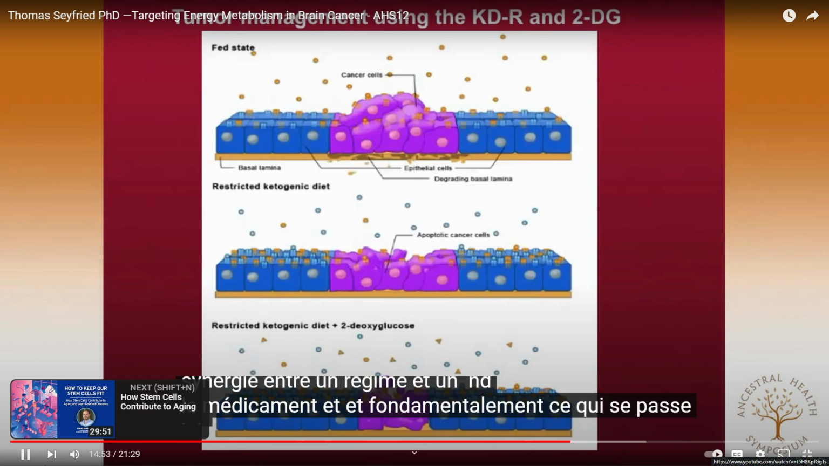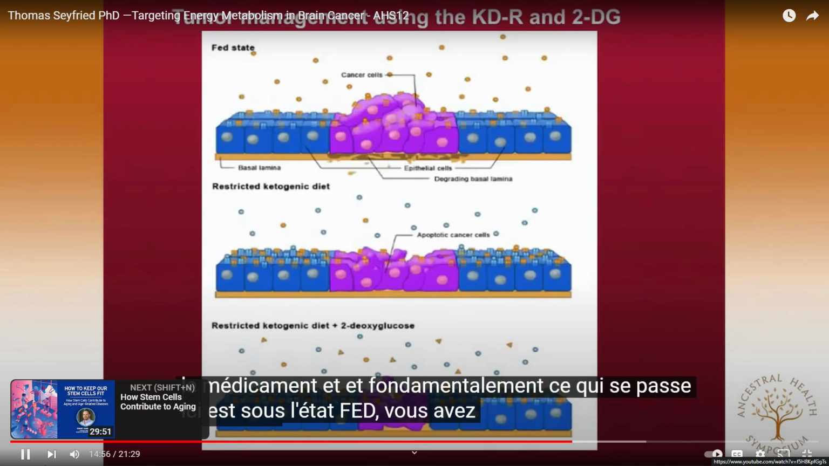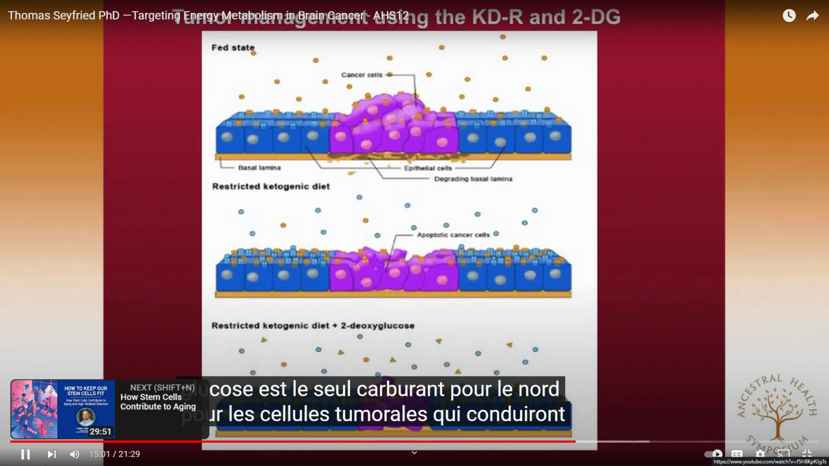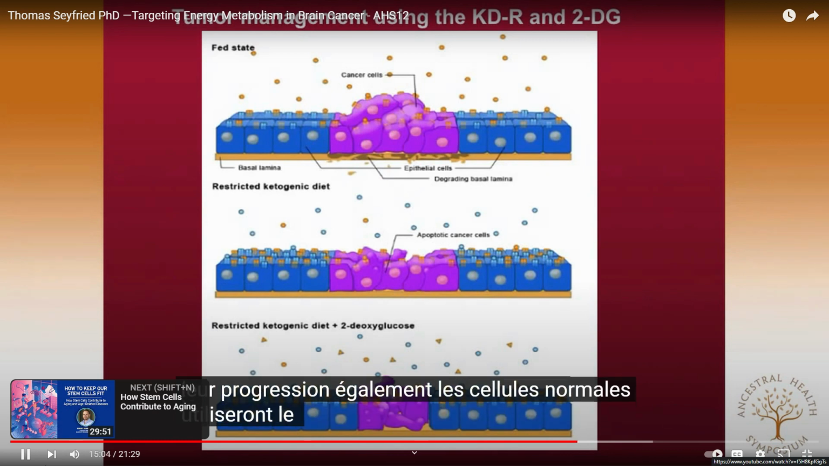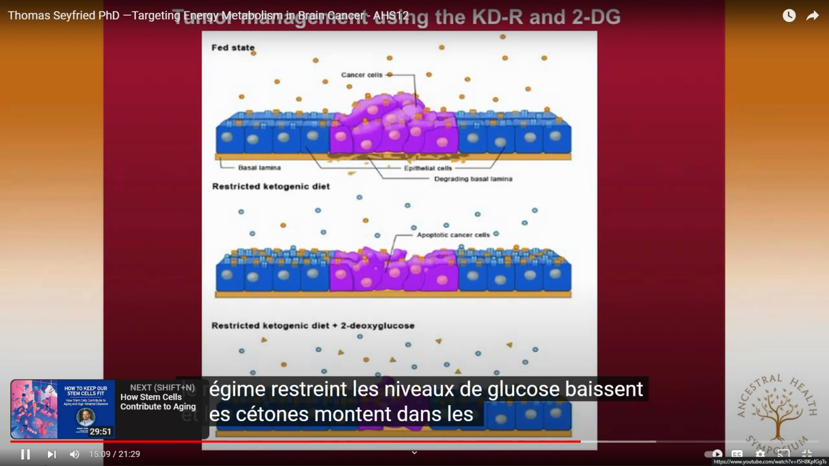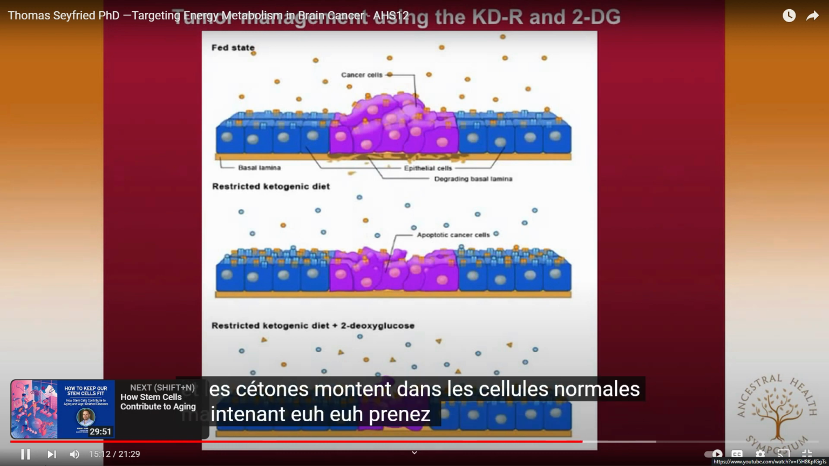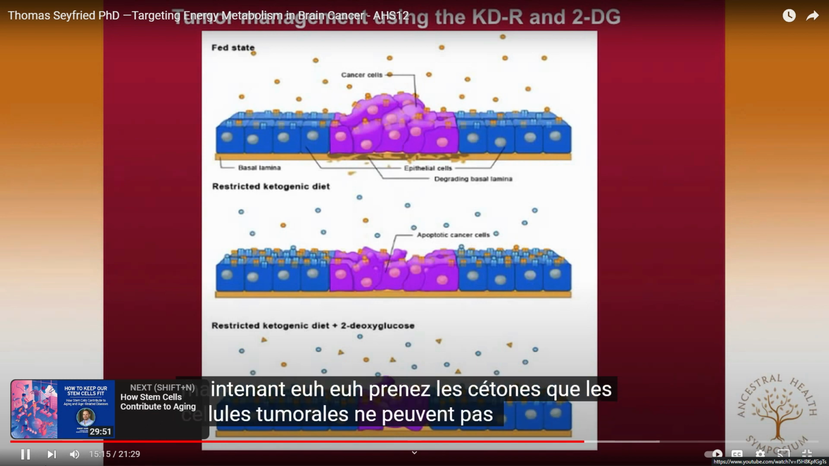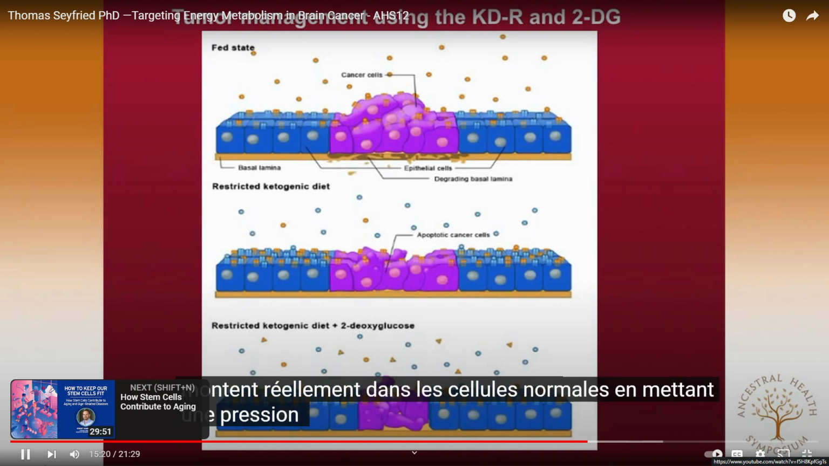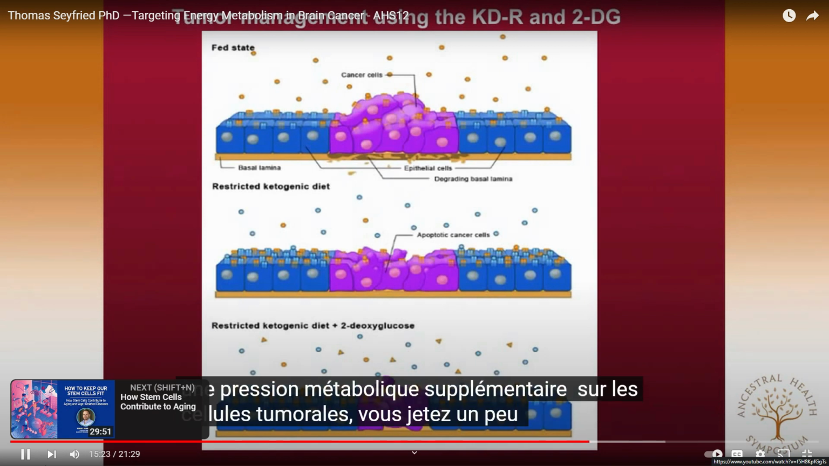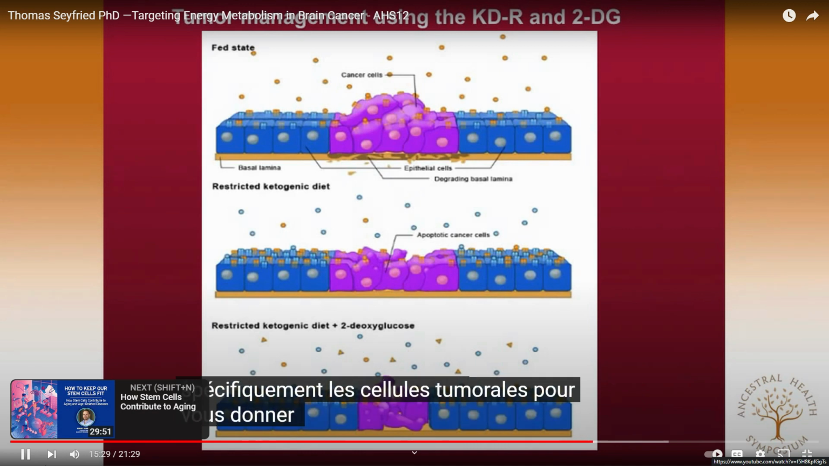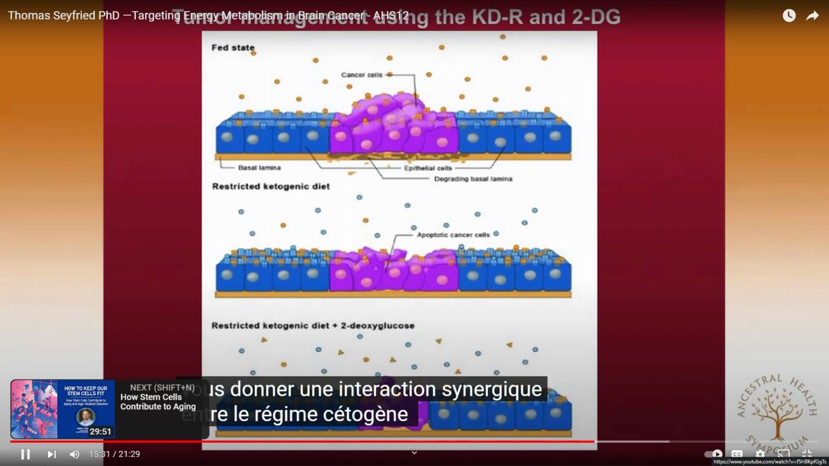Basically what happens here is under the fed state, you have a lot of glucose molecules going around. Glucose is the sole fuel for the tumor cells, which will drive their progression. Also, normal cells will use the glucose. However, when you go into the restricted diet, glucose levels go down and ketones go up. The normal cells now take in the ketones, which the tumor cells can't use. Not only that, receptors for glucose actually go up in the normal cells, putting additional metabolic pressure on the tumor cells. You throw in a little 2-deoxyglucose, which now will more specifically target the tumor cells, to give you a synergistic interaction between the restricted ketogenic diet and drugs.